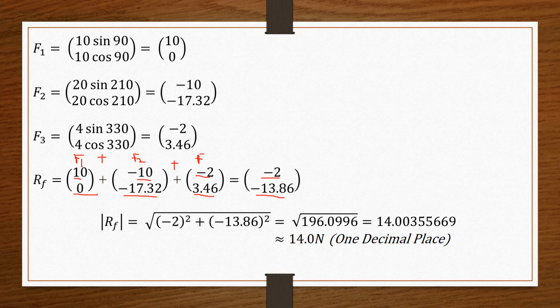13.86. Then I'll find the magnitude of the resultant force by taking the sum of the squares of the resultant force and then take the square root. Okay, so the sum of the squares will now give me 196.0996. The square root will give me 14.003556669. To one decimal place I have 14.0 Newton, and that is the final result.